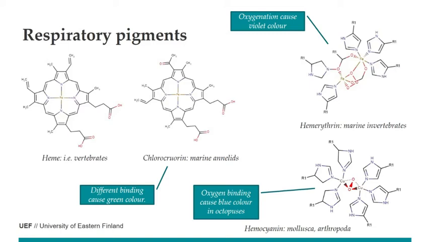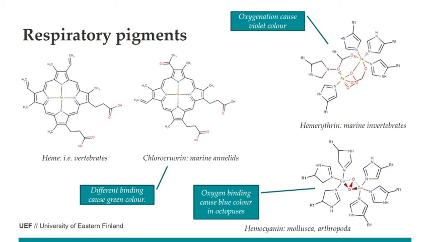So you can see that there is quite a large variety of different respiration pigments beside the hemoglobin itself. And the hemoglobin is actually not this molecule. This is just a heme. Then the globin is the protein that is surrounding it.